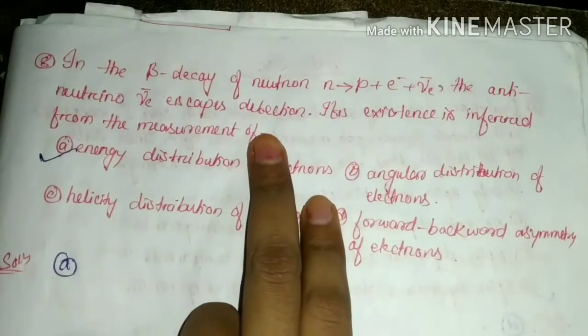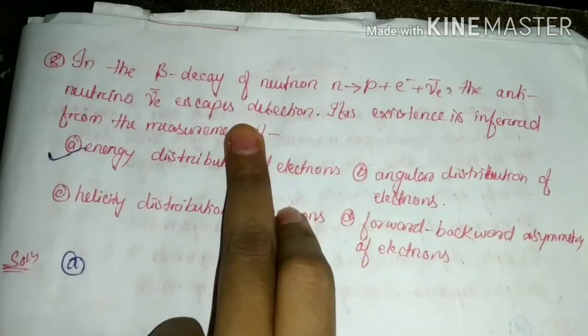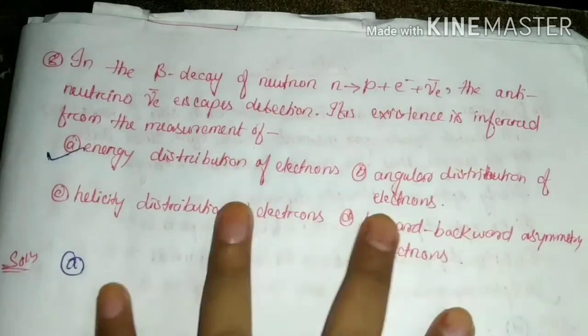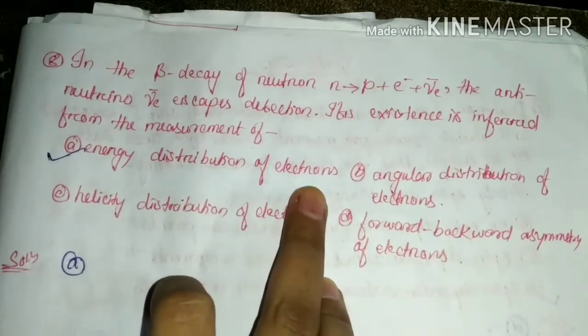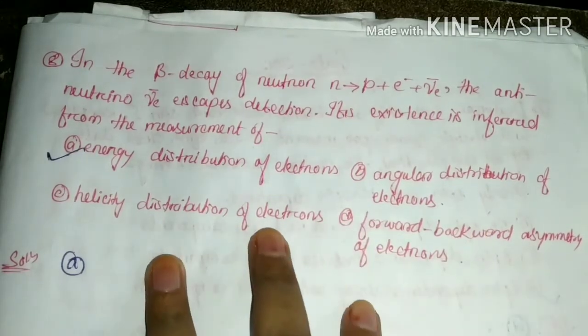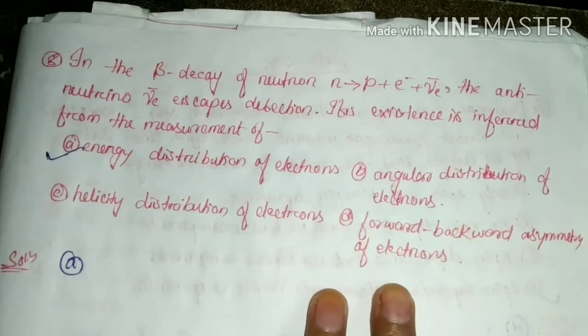So here it is said, in the beta decay of neutron, the anti-neutrino is escaping detection. So its existence is inferred from the measurement of what? Here we have four options. The first is energy distribution of electrons, second is angular distribution of electrons, third is helicity distribution of electrons, fourth is forward backwards symmetry of electrons.